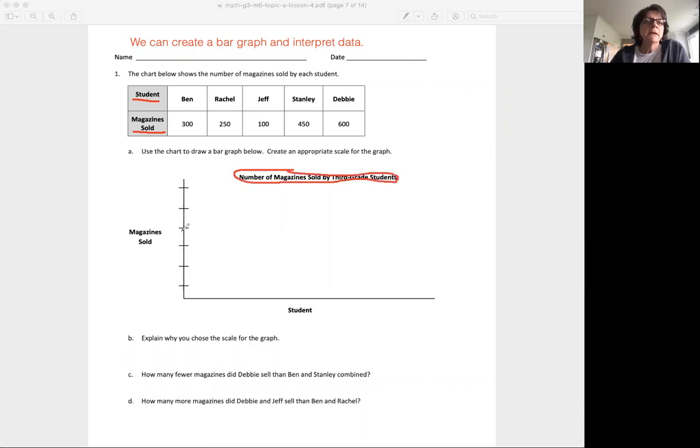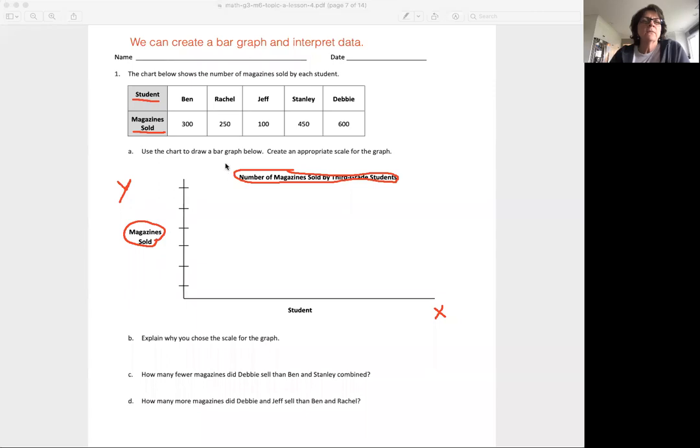Here's my scale, but you can see it's missing the numbers, and that's up to us to decide a scale. This will be for the magazines sold, and that is, remember, the y-axis. Down here is the x-axis, and on the x-axis we are going to put the student names. Let's do that first because that's the easy part. I'm going to put the names down just as they appear in the chart.